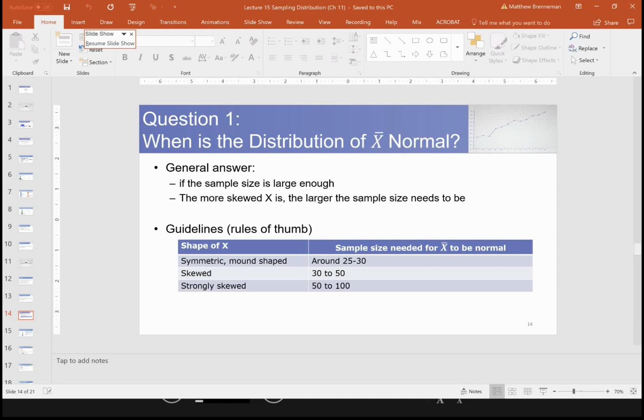Now, one question is, well, how big does it have to be? And it really depends upon how skewed the distribution is. When the distribution is nice and symmetric, actually the sample size doesn't even matter. We can almost take any sort of sample size we want. But if we take around 25 to 30, we're always guaranteed we're going to be okay. When it's skewed, we have to use slightly larger samples. So we might want to use 30 to 50. When it's strongly skewed, then we have to use really large sample sizes, 50 to 100.